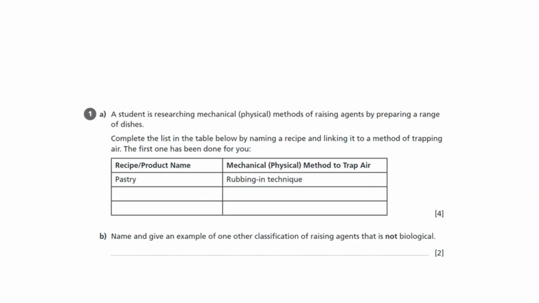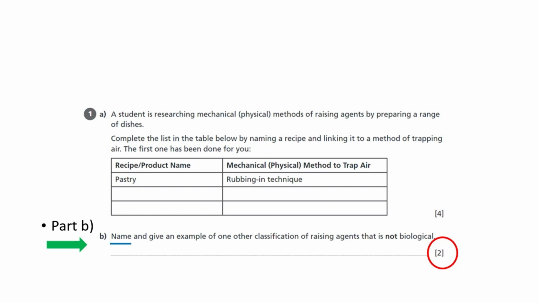Part B of the question offers a further 2 marks and asks you to name and give an example of one other classification of raising agent. But be sure to underline and notice it cannot be biological. Take your time to think about the main classifications of raising agents and maybe look back at part A where physical and mechanical raising agents are mentioned. You're really being helped because the correct answer can't be the one in part A, mechanical physical, and it can't be biological as it's stated, not biological.